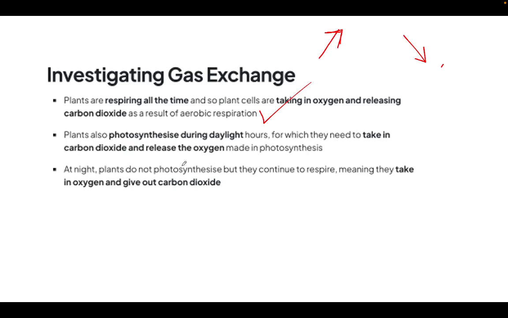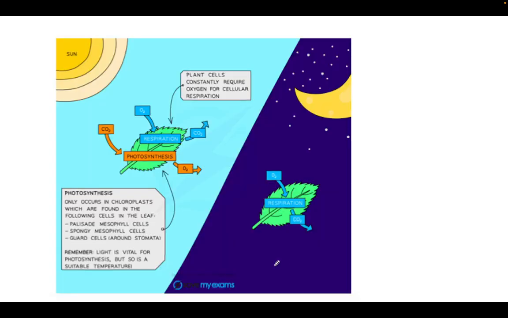At night, plants do not photosynthesize, but they continue to respire because plants respire all the time. Meaning, they take in oxygen and give out carbon dioxide. That means plants sometimes release carbon dioxide, because of respiration that takes place in them. And you should understand that the more carbon dioxide we have, the more the pH will reduce, because carbon dioxide is acidic. We can see it here. Carbon dioxide enters photosynthesis, then oxygen is released. Then respiration needs oxygen for the plant to get energy.